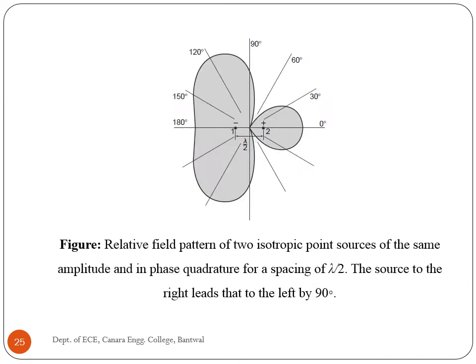Figure shows the relative field pattern of two isotropic point sources of the same amplitude and in phase quadrature for a spacing of lambda by 2. The source to the right leads that to the left by 90 degree. It is a cardioid shaped unidirectional pattern with maximum field in the negative x direction.